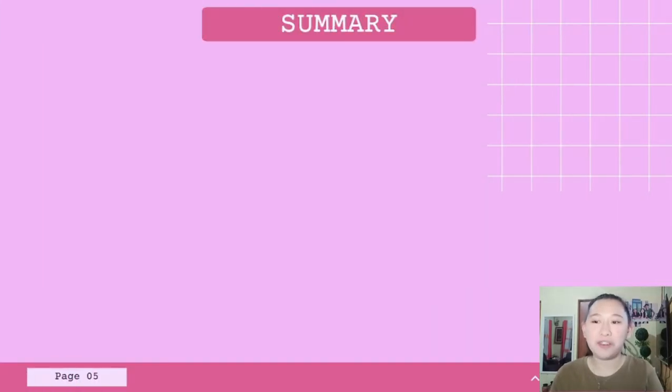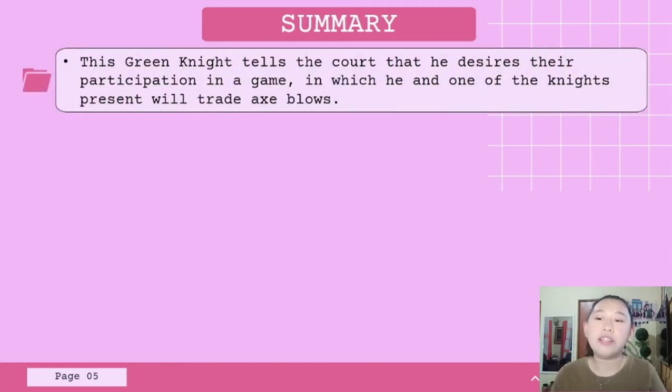Now, let's move on to the summary of the poem. The story starts when the court of King Arthur is celebrating New Year's Eve. But at the height of the festivity, a massive green figure bursts in, terrifying them. This Green Knight tells the court that he desires their participation in a game, in which he and one of the knights present will trade axe blows.